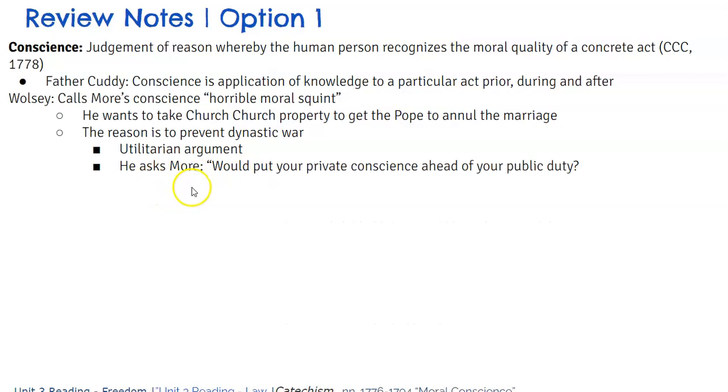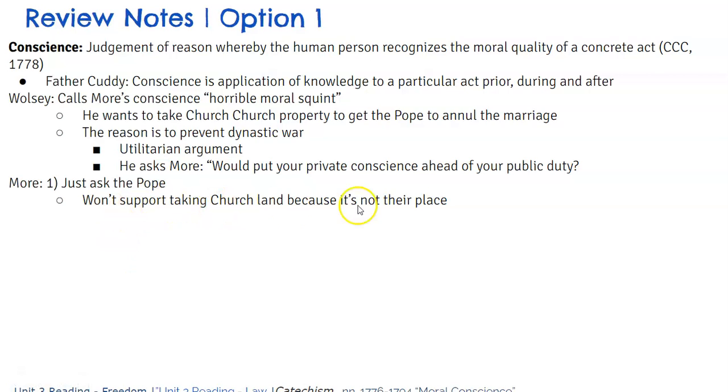Then in that very last scene, he asks More, would you put your private conscience ahead of your public duty? So in this scene, the question of conscience for Thomas More is, do I follow what I truly believe is right, or do I bracket that and use the marriage as a means to an end? Thomas More's first response is just ask the Pope. He won't support taking church land, because for More, it's not their place to grant an annulment. So if you want it, you've got to just ask the Pope.